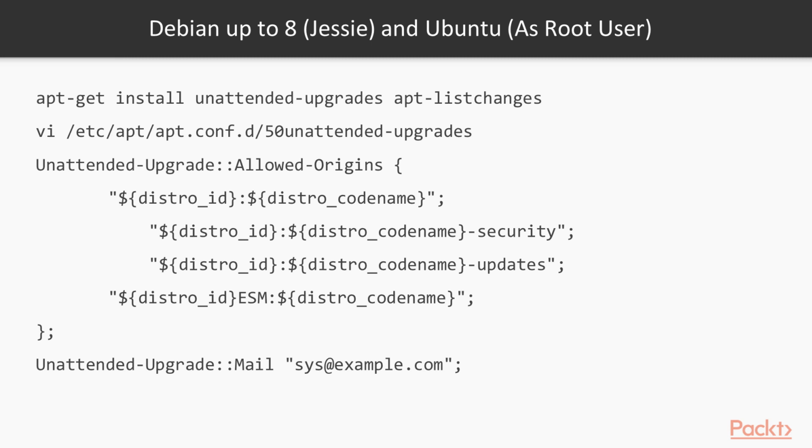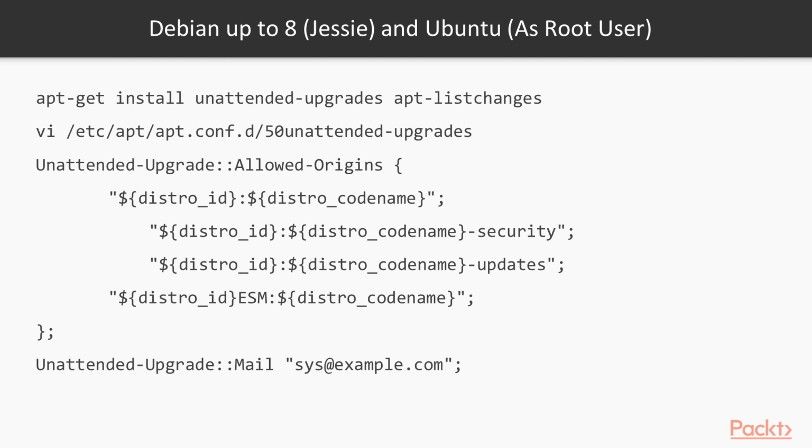If you are on Debian up to version 8, which is called Jessie, or you are on Ubuntu, do the following task as a root user. First, you must install the packages to enable automated security updates. These packages are called unattended-upgrades and apt-listchanges. After you've done that, there's just very little you really have to do. You just have to edit one file and that's it.